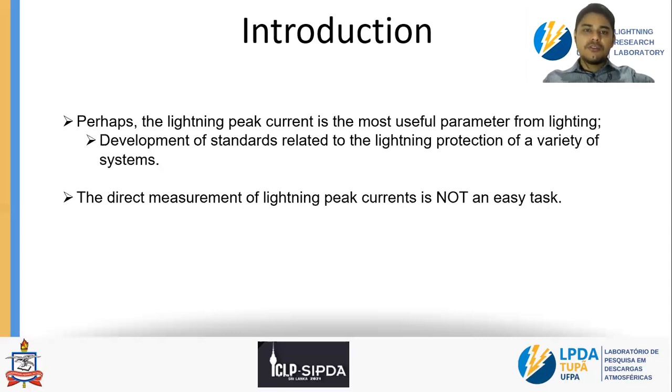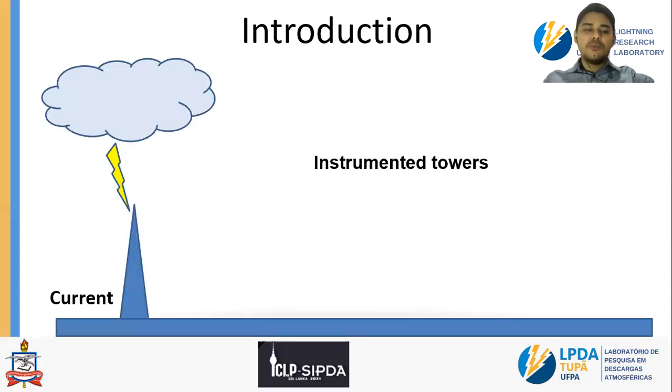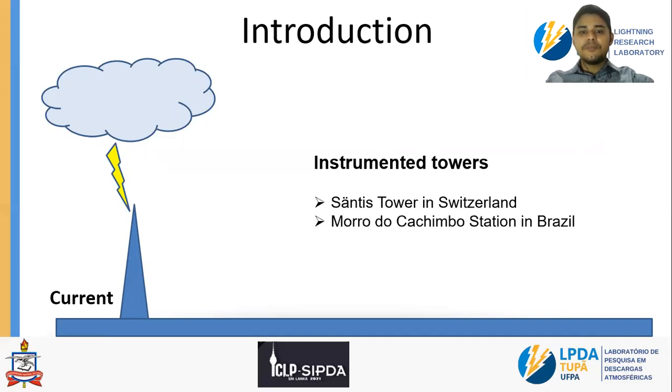We can make direct measurements of lightning peak currents using instrumented towers, in which we have different sensors installed in the towers, for example, Rogowski coils, oscilloscopes, and so on. And I show you two examples of instrumented towers around the world: the Santis Tower in Switzerland and Morro do Cachimbo Station in Brazil.